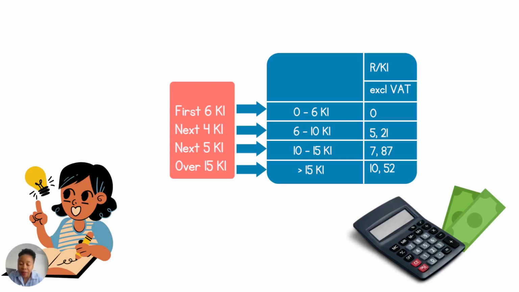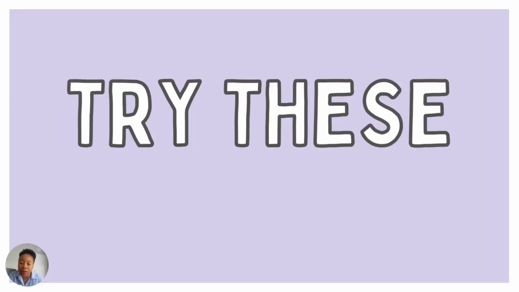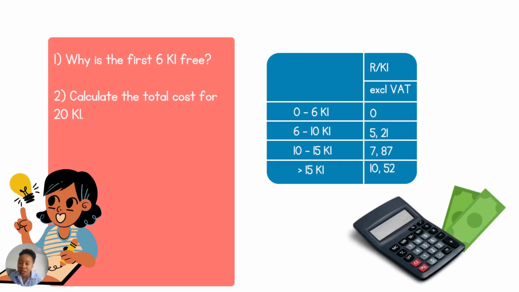Let us try answering a few questions based on that sliding scale we looked at. The first question says, why is the first 6 kiloliters free? And the second question, calculate the total cost for 20 kiloliters. So just pause this video and attempt answering this.